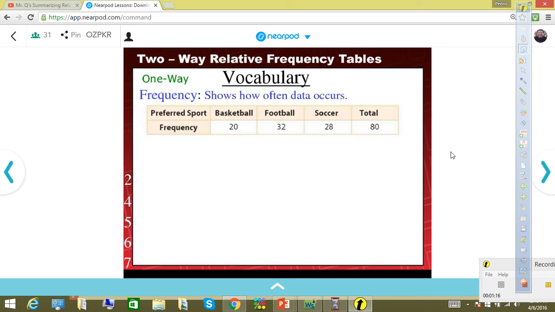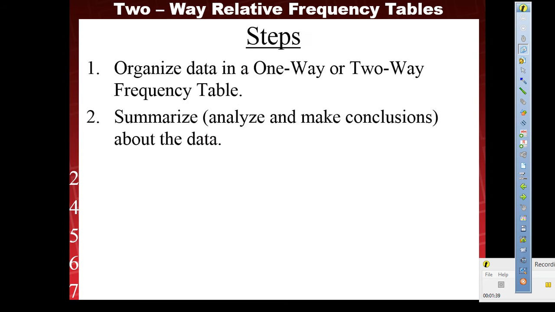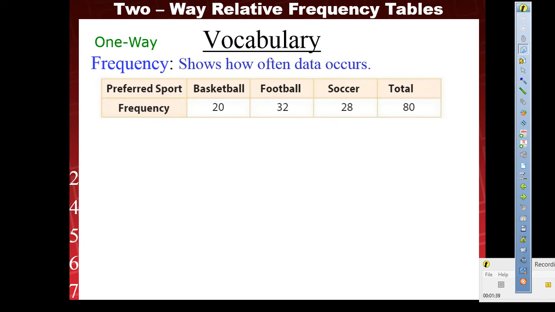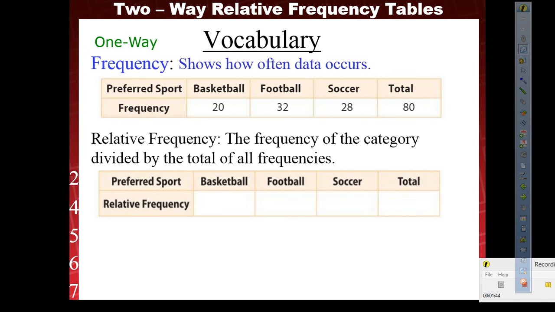Now, the one-way relative frequency table is a little bit different. Let me switch to my PowerPoint. Check this out. Look up to the screen. If you notice, it's almost identical. Do you guys see it? The only thing from this table to this table is that I changed frequency to what? Relative frequency.